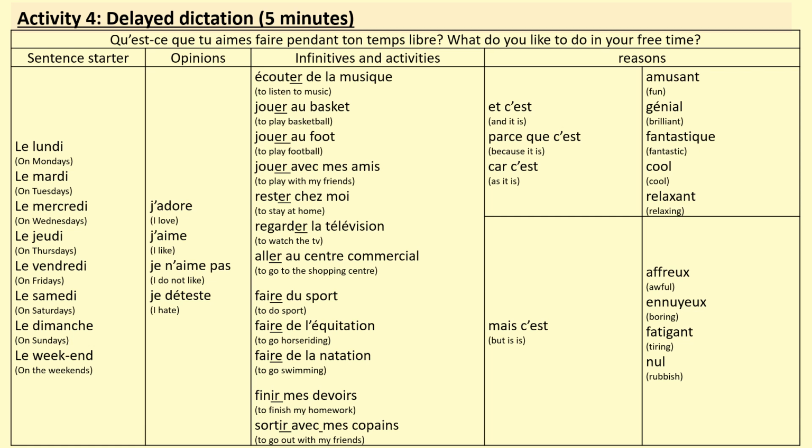Remember, when I'm reading out the sentence in French, a really great tip for this delayed dictation is to try and translate it into English in your head, and that will really help you to then remember what the sentence was in French. So, the sentence was: le lundi, j'aime jouer au basket parce que c'est amusant.